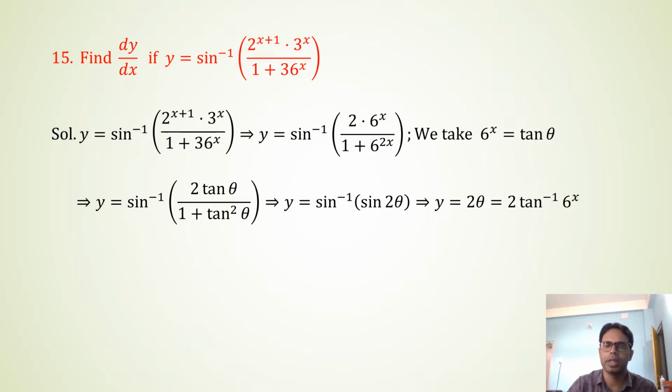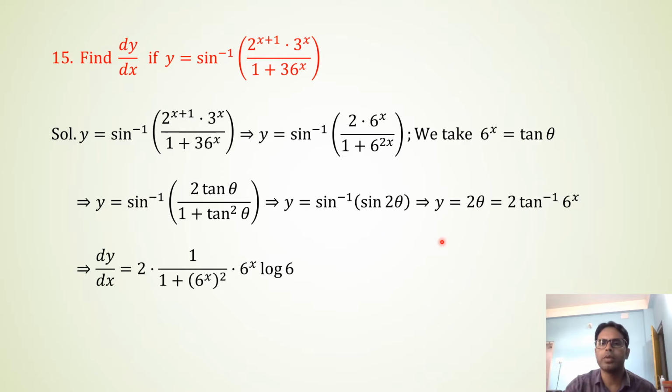This part is already discussed with you. This is sine 2 theta, because this whole term is sine 2 theta. Then it will be 2 theta only, 2 into, and replacing theta, tan inverse 6 to the power x. So now we have the function y is equal to 2 tan inverse 6 to the power x. So dy by dx will be equal to, this 2 is remaining same. Tan inverse function derivative is 1 by 1 plus x square, and what is x here? x is 6 to the power x. So 1 by 1 plus 6 to the power x whole square, into the derivative of 6 to the power x.